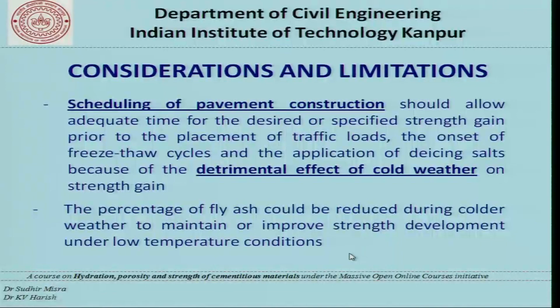So two things you have to understand: colder temperatures, generally you have all these problems. So if you are trying to use fly ash at higher dosage levels, then we may probably not have to do that. We have to reduce the fly ash dosage primarily from the standpoint of strength.